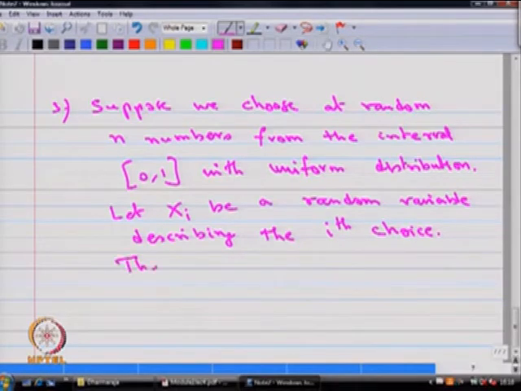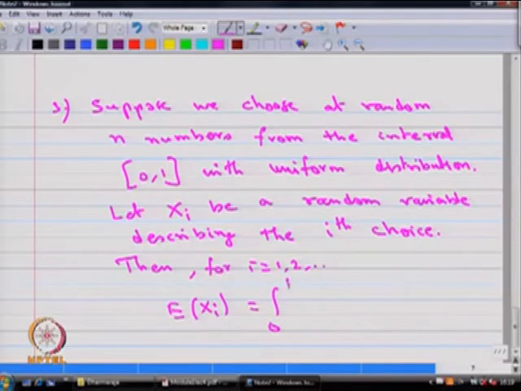Then for i equal to 1, 2 and so on, you can find the expectation of Xi's, that is nothing but the integration from 0 to 1 of x times the probability density function. The probability density function for the uniform distribution on the interval 0 to 1 is 1. Therefore, x dx, and if you compute, the expectation of Xi is going to be 1 by 2.